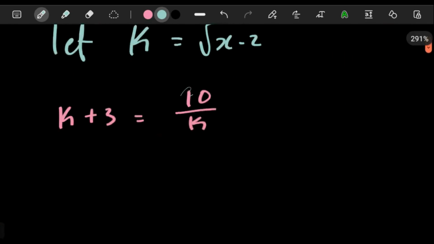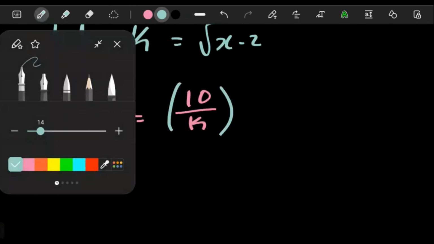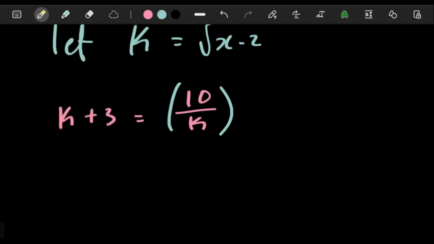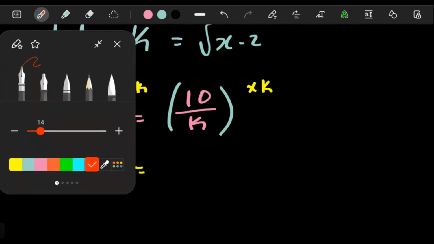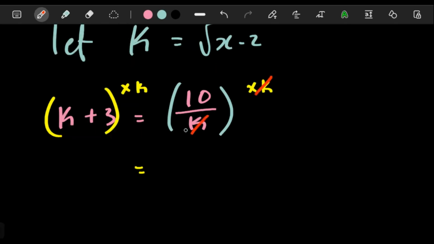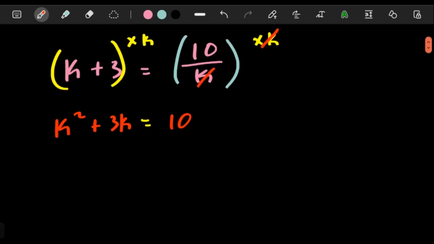So here we can just get rid of the k, right? To get rid of the k, we know we can multiply by k here, multiply by k here. And then here, k cancels k. This is like 10. k times k is like k squared. 3 times k is like 3k. And then, quadratic equation, right?